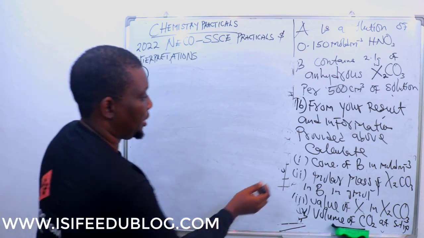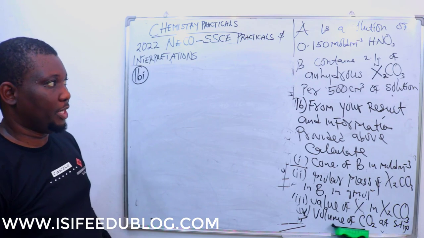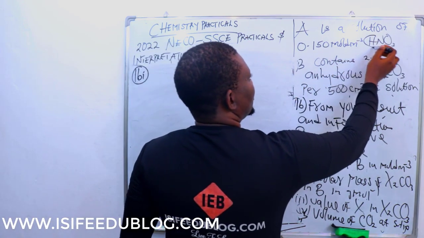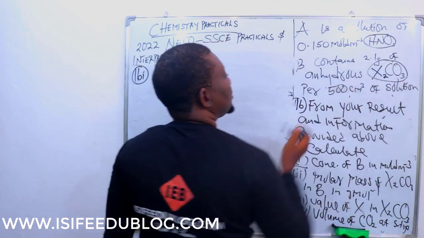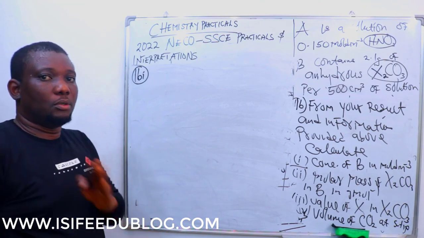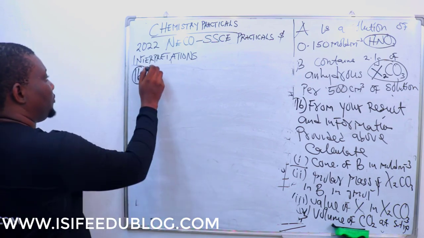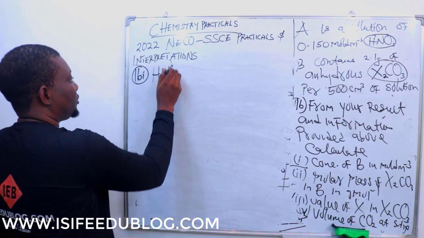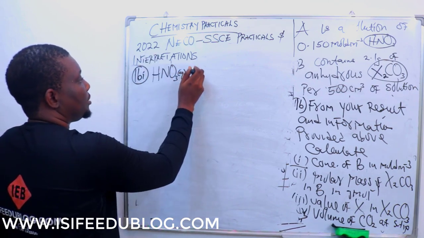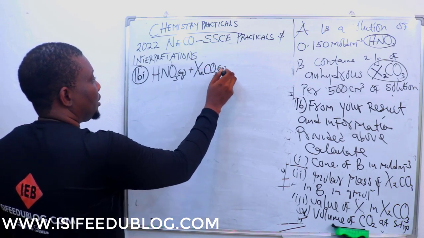Okay, 1B. How do we calculate the concentration of B in mole per dm cube? First of all, I'm going to be writing the equation between this and this to actually know the stoichiometry, the mole ratio balance. Okay, very, very important. So we're going to start from HNO3, state aqueous, plus X2CO3, state still aqueous.